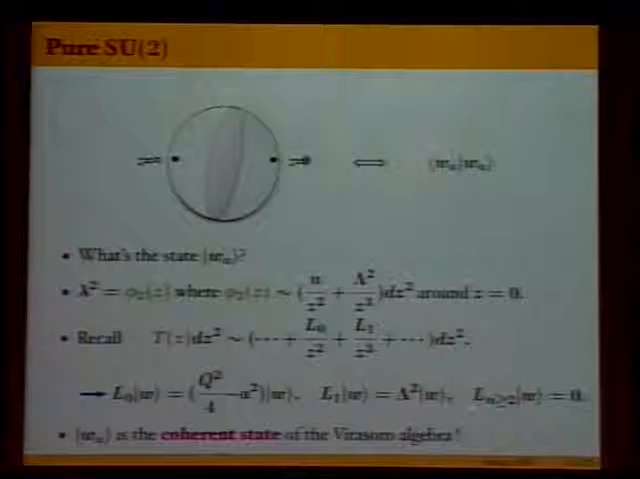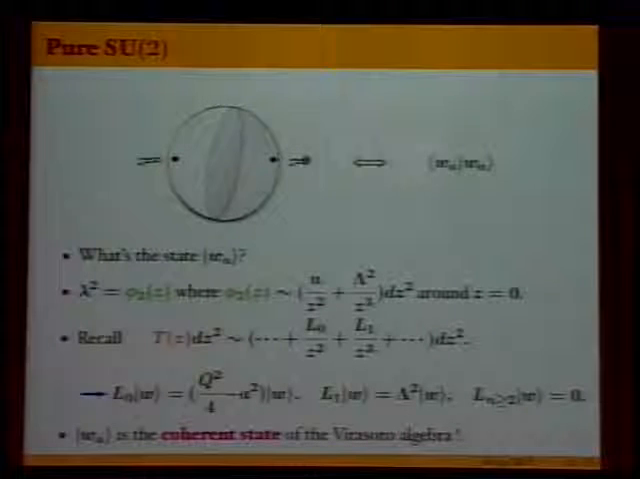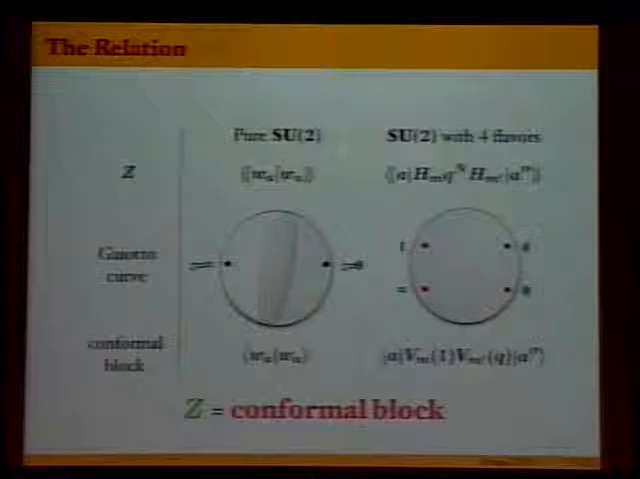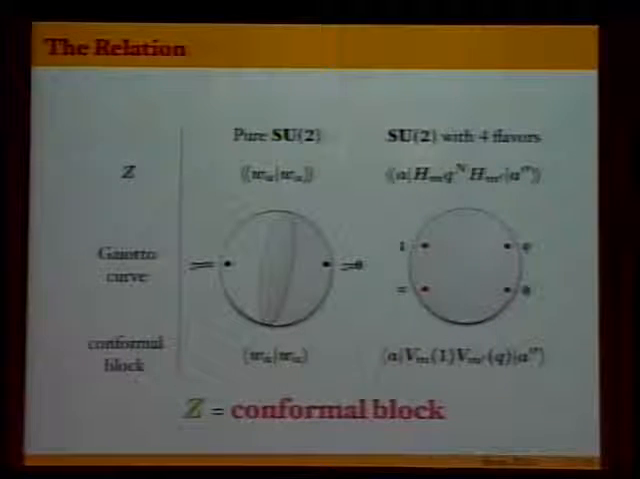L2 and L3 and up annihilate this state, but L1 doesn't quite annihilate it. It has this lambda squared. So it's like a coherent state of the Virasoro algebra, which you can determine recursively. And if you take the inner product of that with itself, you really recover the SU2 partition function. So the relation is this. For a given gauge theory, you can associate the necklace partition function, and it looks suspiciously similar to the structure of the Seiberg-Witten curve. And if you calculate the conformal block associated to that, you really get equality.